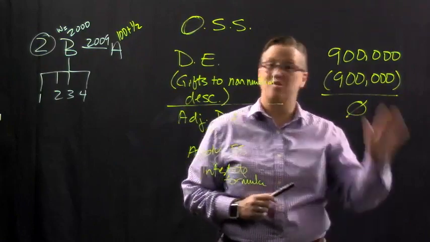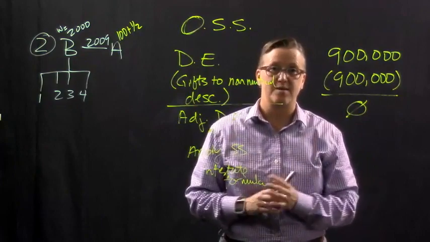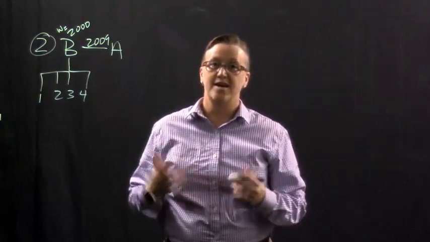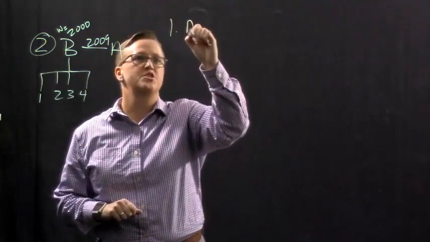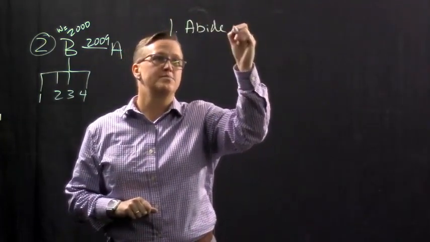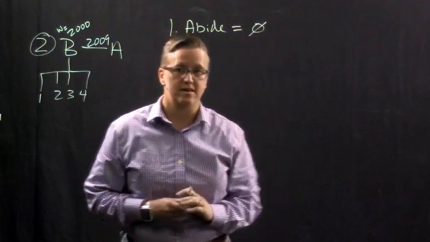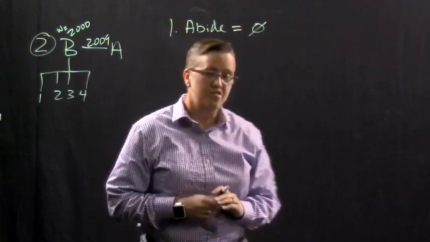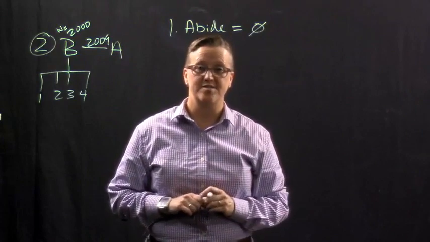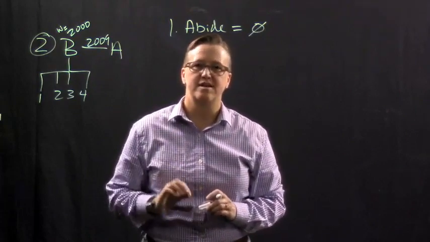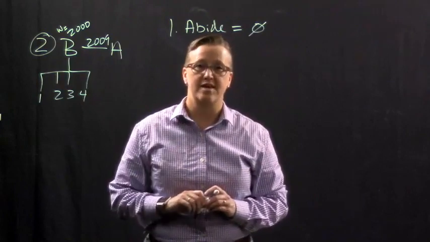All right, I'm going to erase the board and we're going to wrap up this problem with the final numbers. Okay, here's the wrap up of problem number 2. So we know that Allison had the right to abide by the terms of the will, which would have gotten her nothing. The only thing she would have received would have been the 401k at $200,000, and that's a non-probate transfer. But as to the $900,000 in probate assets, Allison would get nothing.